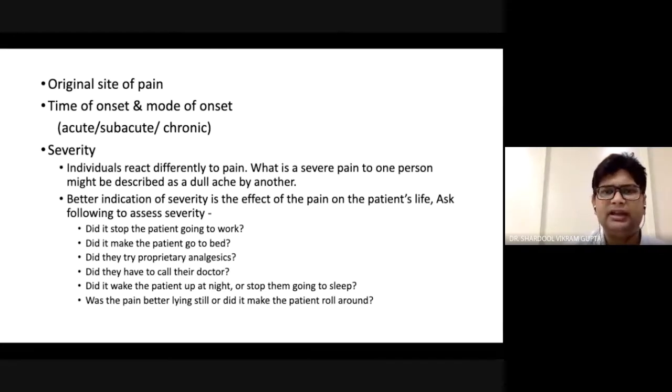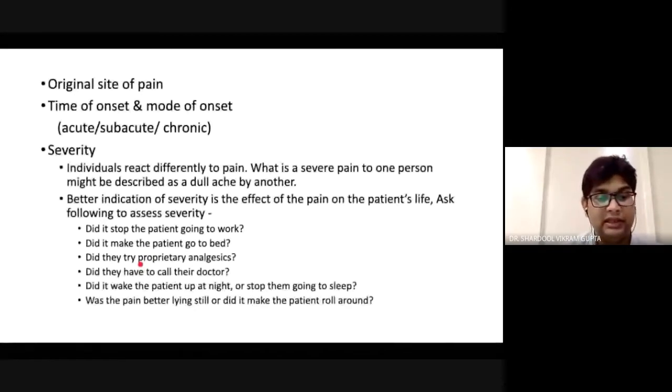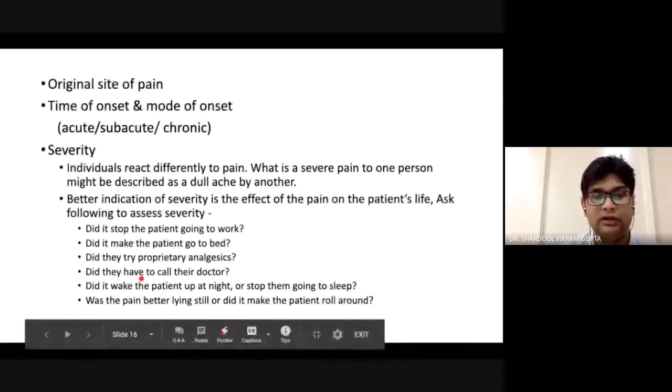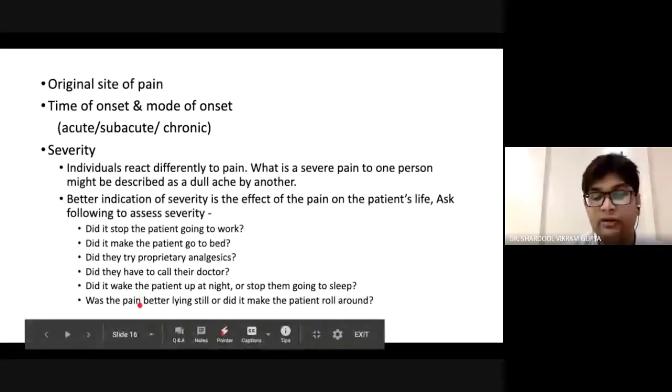So there are some better indicators to ask about the severity of pain. Like, you must ask the patient, did the pain stop the patient going to work? Did it make the patient go to bed or not? Did they try any analgesic for pain or not? And then did they have to call their doctors, or did it wake the patient up in the night and stop the patient from sleeping? Or was it better lying down, lying still, or did the patient have to jolt around?